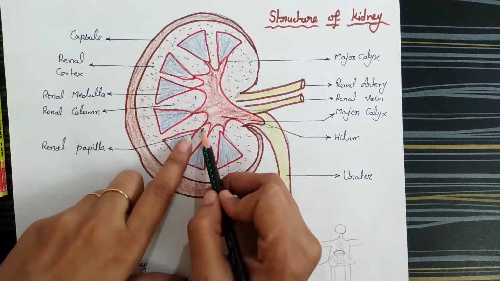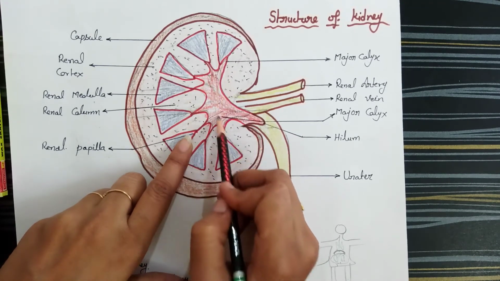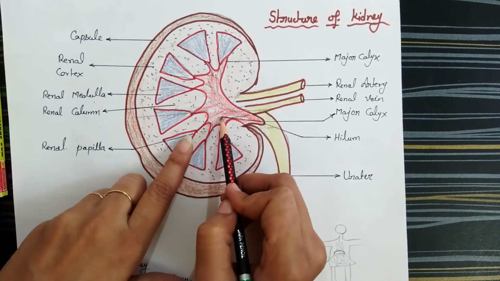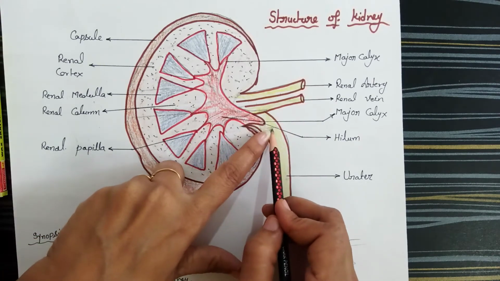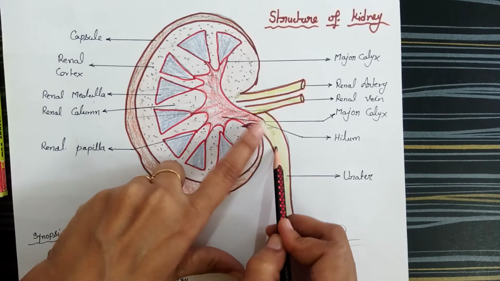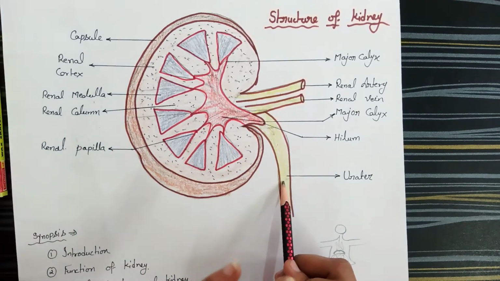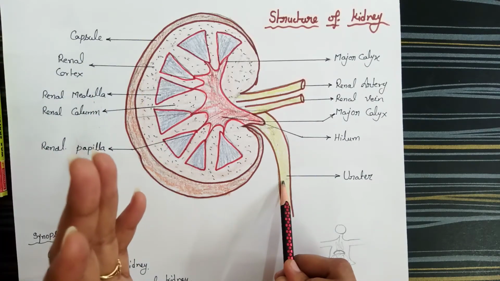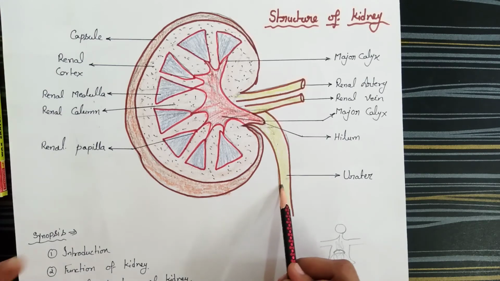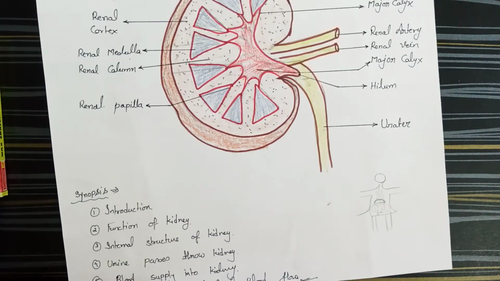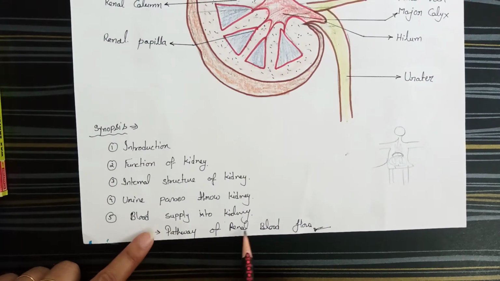This passes through the minor calyx. The minor calyx is attached to the major calyx, and then the major calyx connects to the renal pelvis, which collects the urine and passes it to the ureter. The ureter pushes it to the urinary bladder, then the urethra, and then it exits from the body.